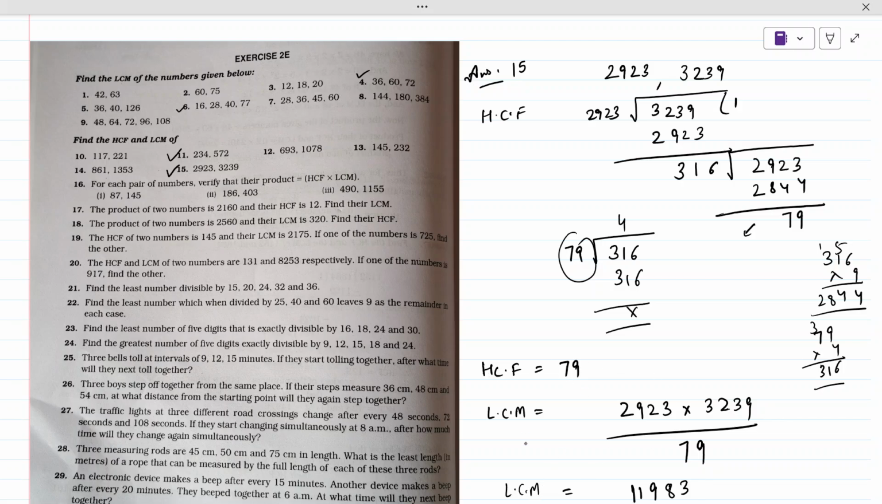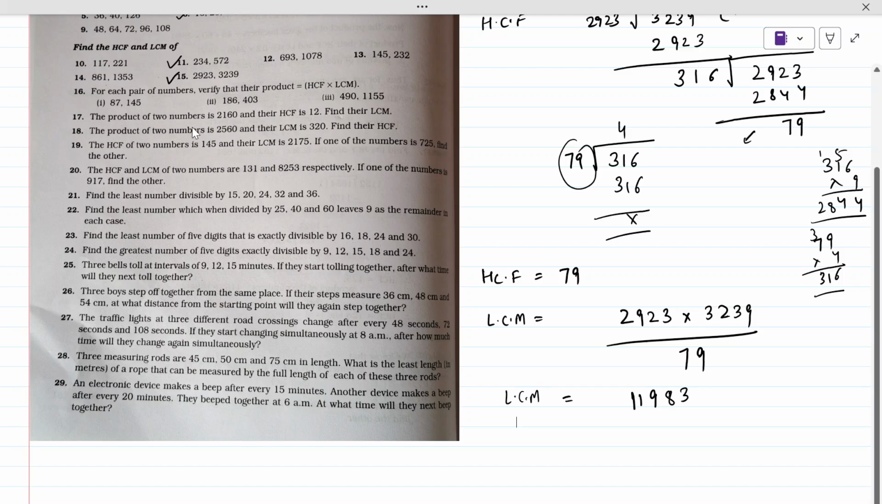And how have we done this? We have just used the formula that the LCM multiplied by HCF, the product of these two, is equal to the product of the given numbers, which we have done. So same I have used here.